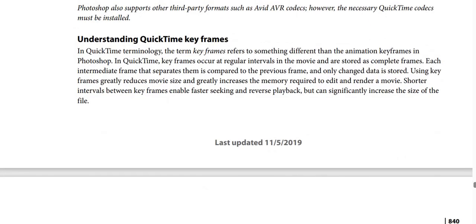And what about understanding QuickTime keyframes? In QuickTime terminology, the term keyframes refers to something different than the animation keyframes in Photoshop, by the way. In QuickTime, keyframes occur at regular intervals in the movie and are stored as complete frames. Each intermediate frame that separates them is compared to the previous frame, and only changed data is stored. Using keyframes greatly reduces movie size but increases the memory required to edit and render a movie. Shorter intervals between keyframes enable faster syncing and reverse playback, but can significantly increase the size of the file.